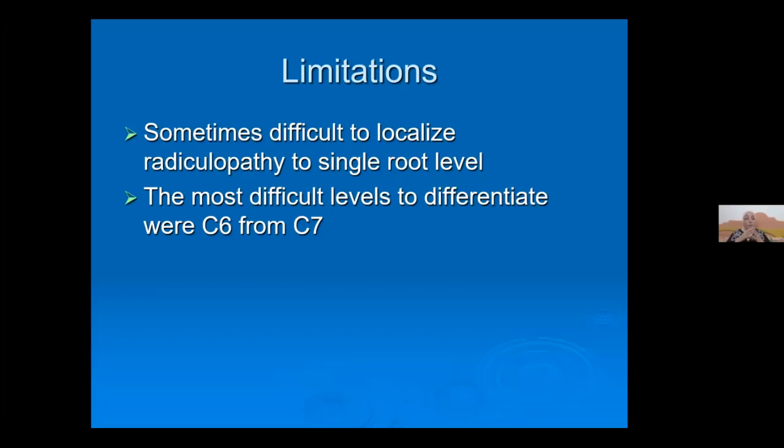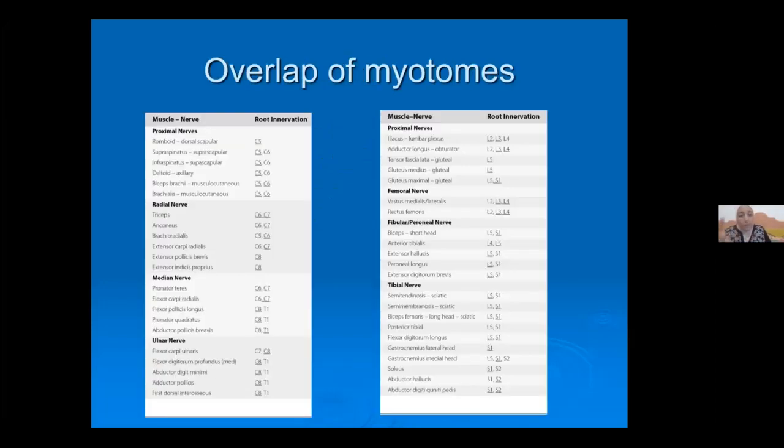The most difficult level to differentiate were C6 from C7 roots. As we said, I will not go through it again. Don't be scared, but I wanted you to take a quick look at how difficult it is to have a muscle with a single root value.